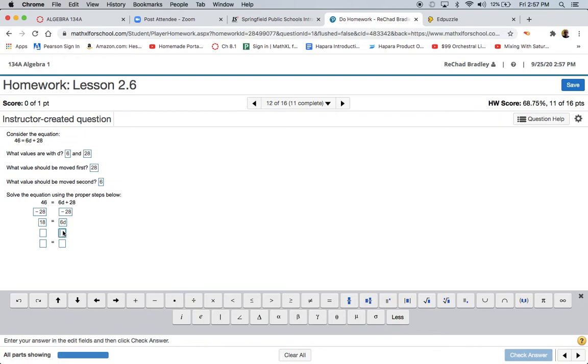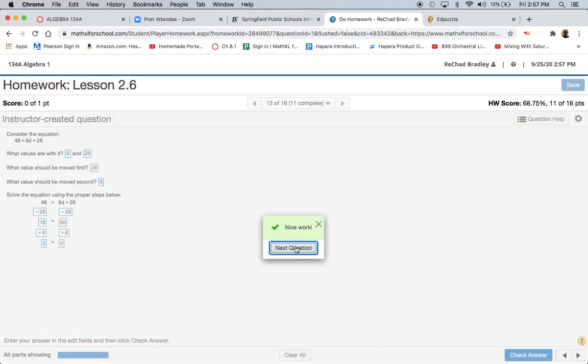I then have to get rid of this 6, and the way I get rid of 6 times d is by dividing by 6 here and dividing by 6 here. 18 divided by 6 is 3. The 6s go away. That is what's left over. That should be the right answer.